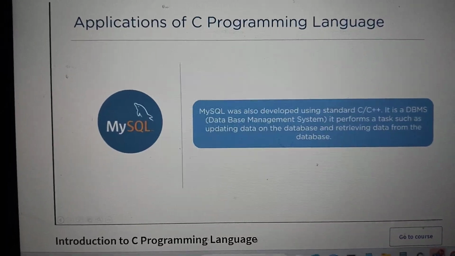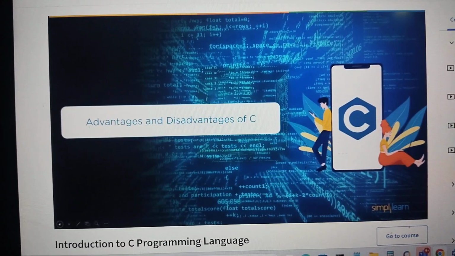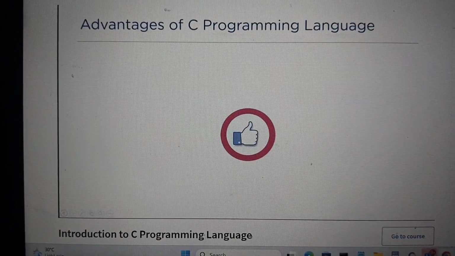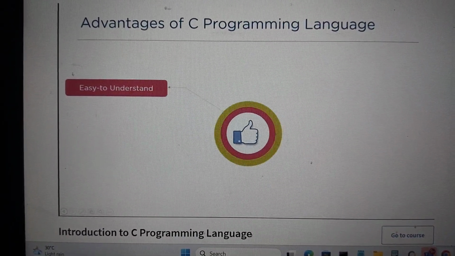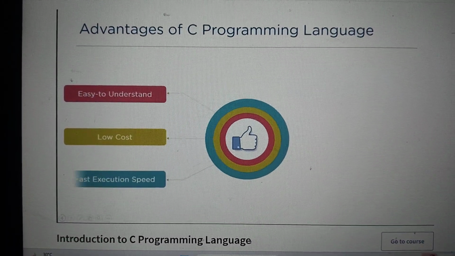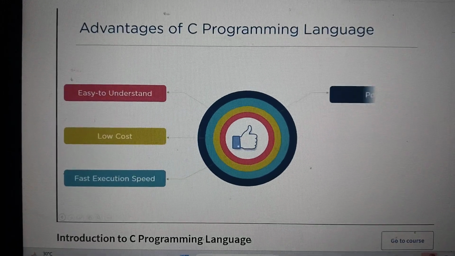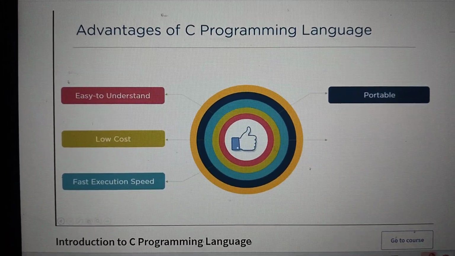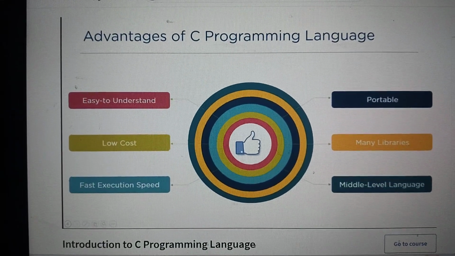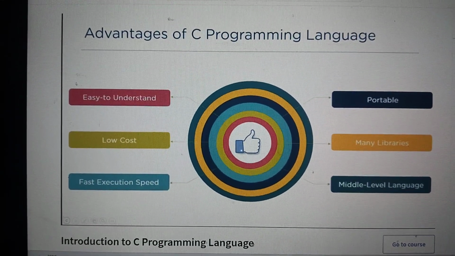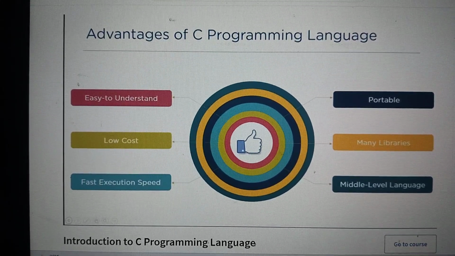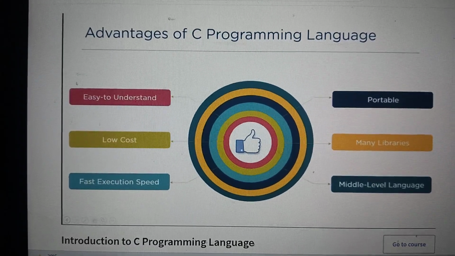Now that we have some idea about the applications of C language, let's have a look at some advantages and disadvantages. C programming language is simple, so it is easy to understand. Due to its open source nature, it is completely free, resulting in almost low or no cost. It has the fastest execution speed because the entire C program is translated at once, unlike the interpreter which translates line by line. C language is portable because the program written in one operating system can compile and run on another system with minimum compatibility issues.